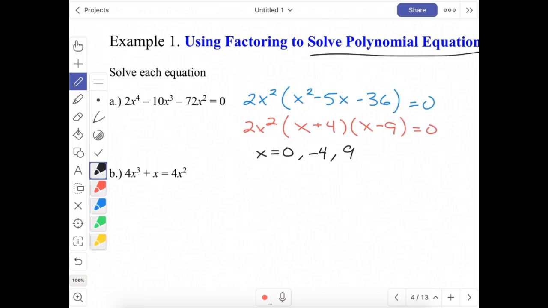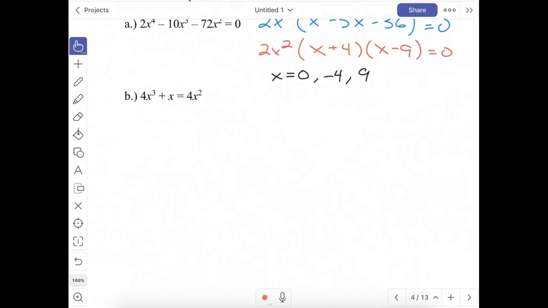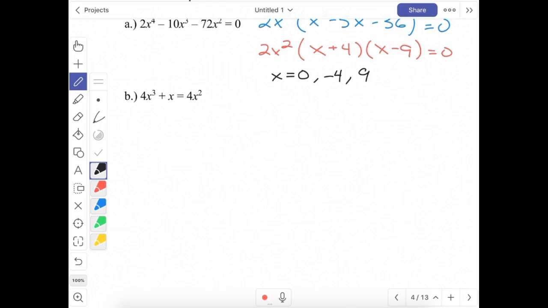Okay, for our next one, if we're using the zero product property, we have to have those set equal to 0, so we have to subtract that 4x squared from both sides. So I'm going to rewrite this guy.